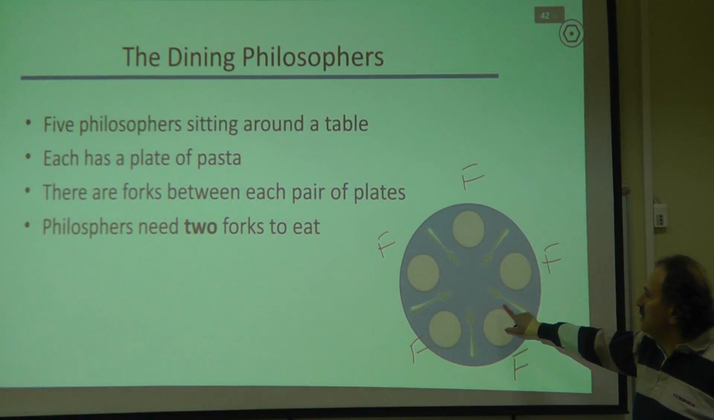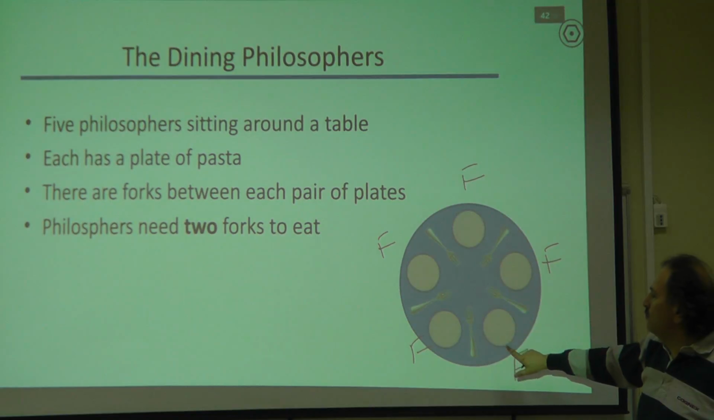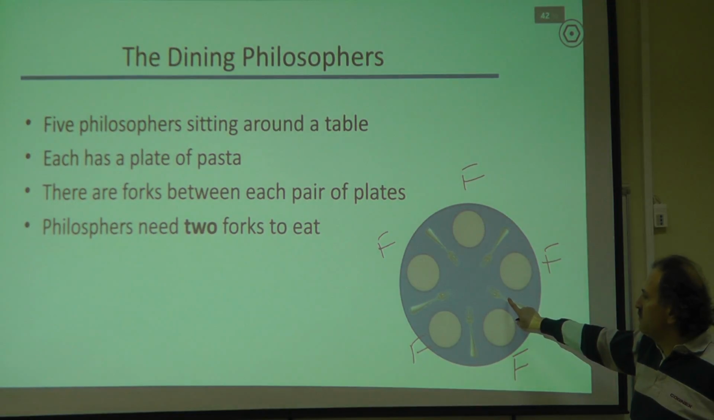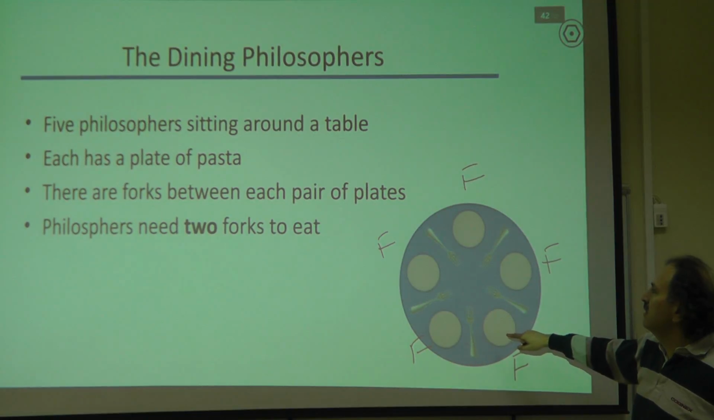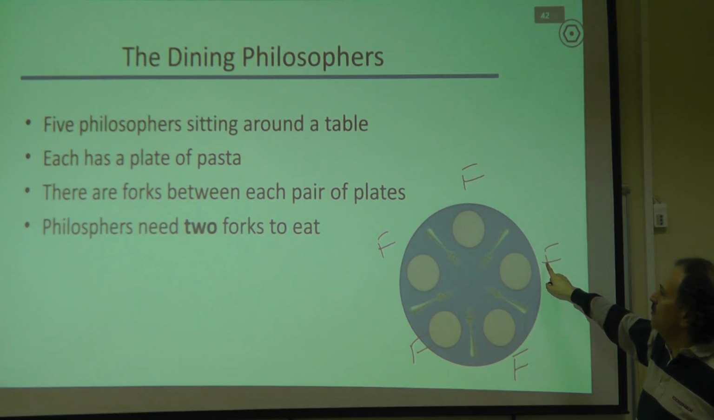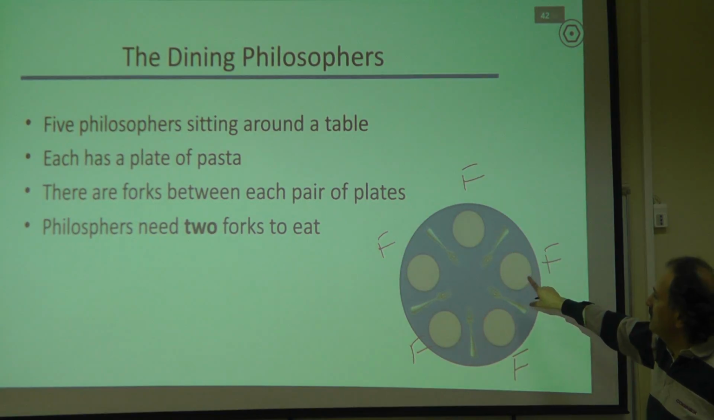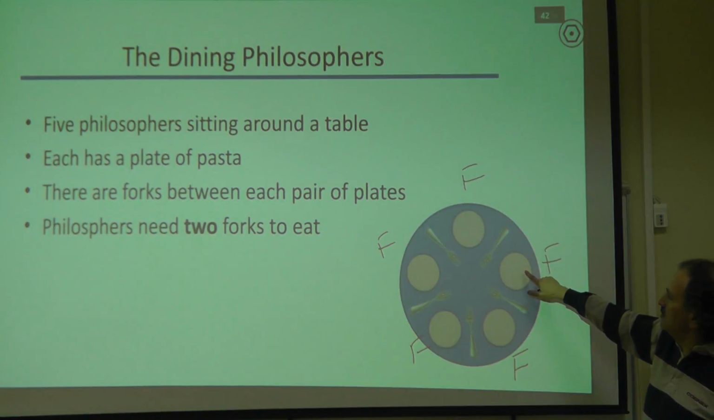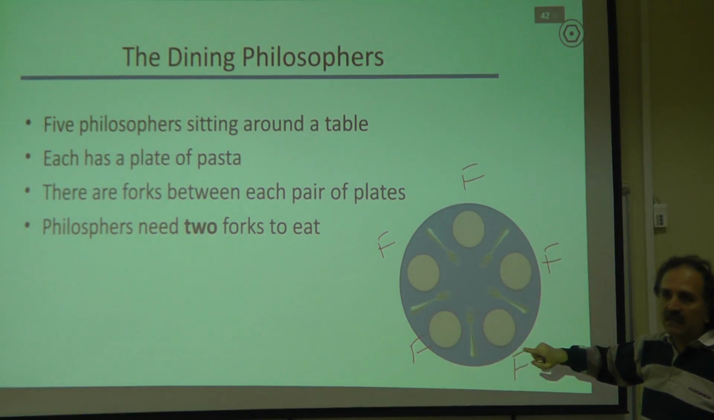That's why they need two forks. For this philosopher to eat anything, he needs to take this fork and start eating. For this philosopher, in order to eat anything, he needs to take this fork and this fork. The problem is that these two cannot eat at the same time.